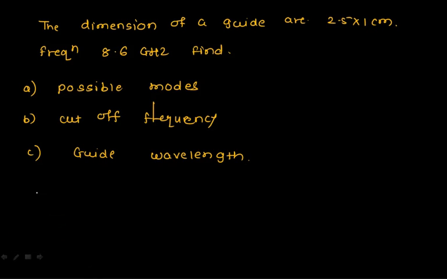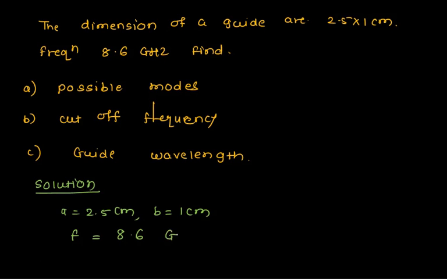So the solution for this one will be, first I'll solve the possible modes. We know that A is equal to 2.5 centimeter, B is equal to 1 centimeter, F is already given, that is 8.6 gigahertz. To have a propagation, my lambda 0 must be less than lambda c, or in other words lambda c must be greater than lambda 0.